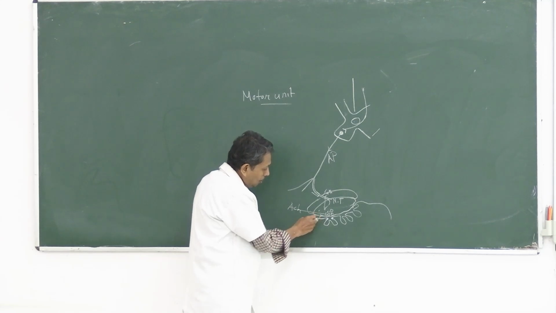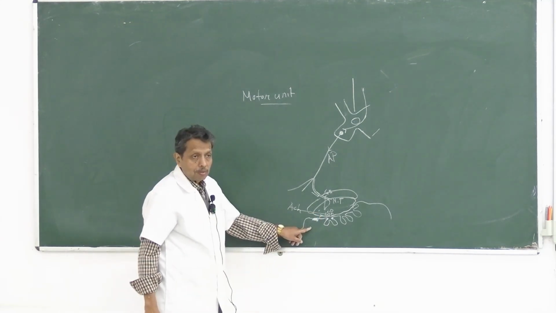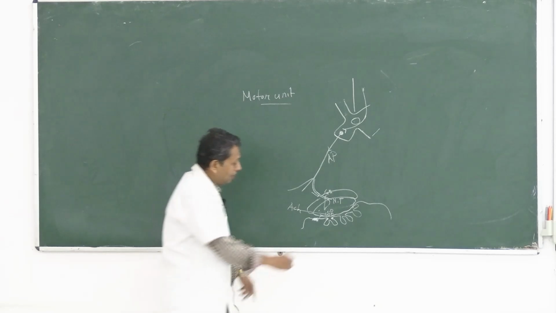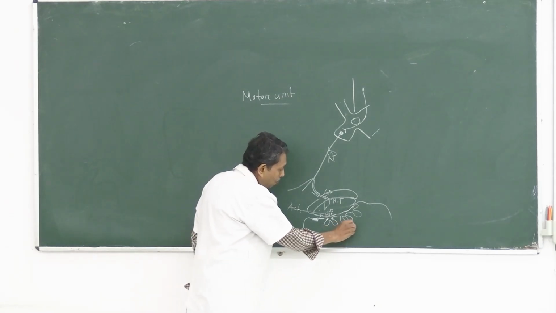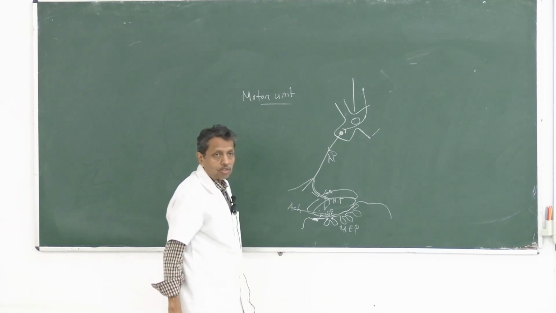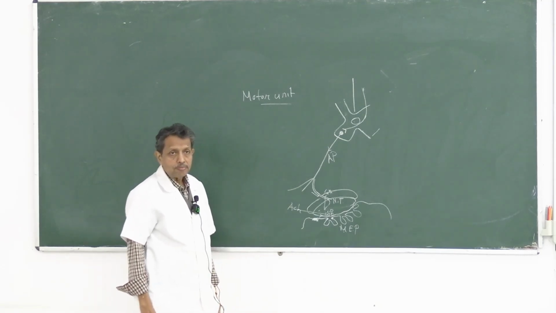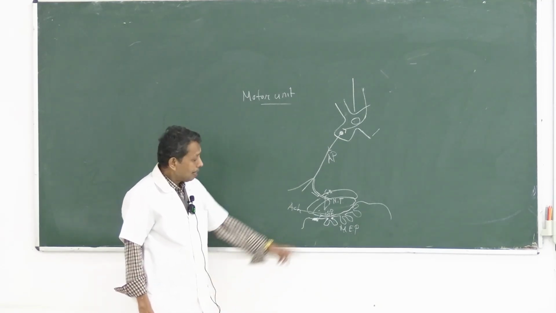The postsynaptic part is the motor end plate, and altogether this is the neuromuscular junction, or myoneural junction. And they are liberated.